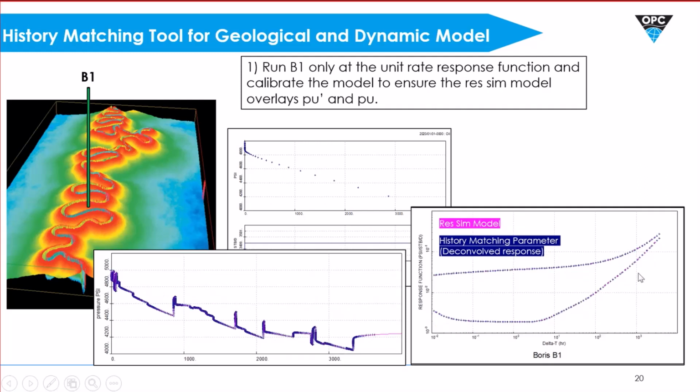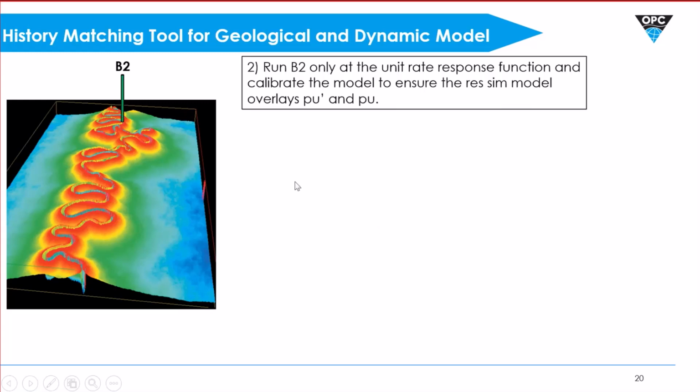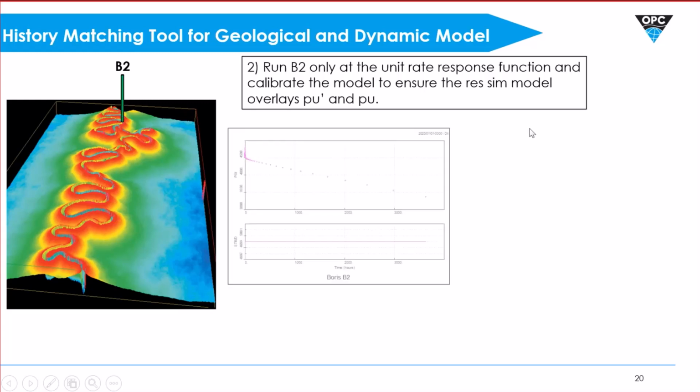Finally, I end up with this response. Now, if you can match this response, you can match this response. So this is a much better way to do the history. And remember, this is now constraining the geological model, as I've removed the interference between the two wells at this point in time. So then what I do is I remove well B1, and then I place B2, and I do the exact same procedure.